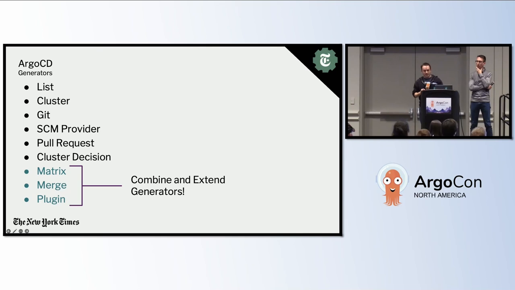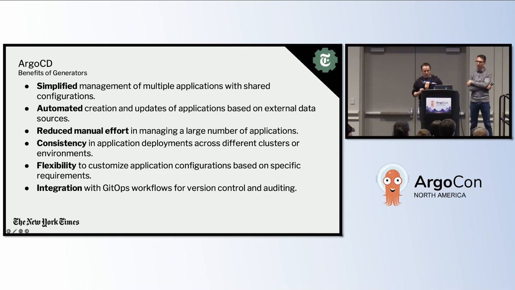Core to the functionality of an application set is a generator. Generators are responsible for generating all the parameters, the key value pairs that are substituted into an application template section of an application set. There are multiple generators currently supported by the application set controller, as shown here. We typically utilize list and cluster for our named environments, again, for our dev, stage, prod environments. There are a host of benefits to using generators, making complex environments and self-service capabilities easier and possible.